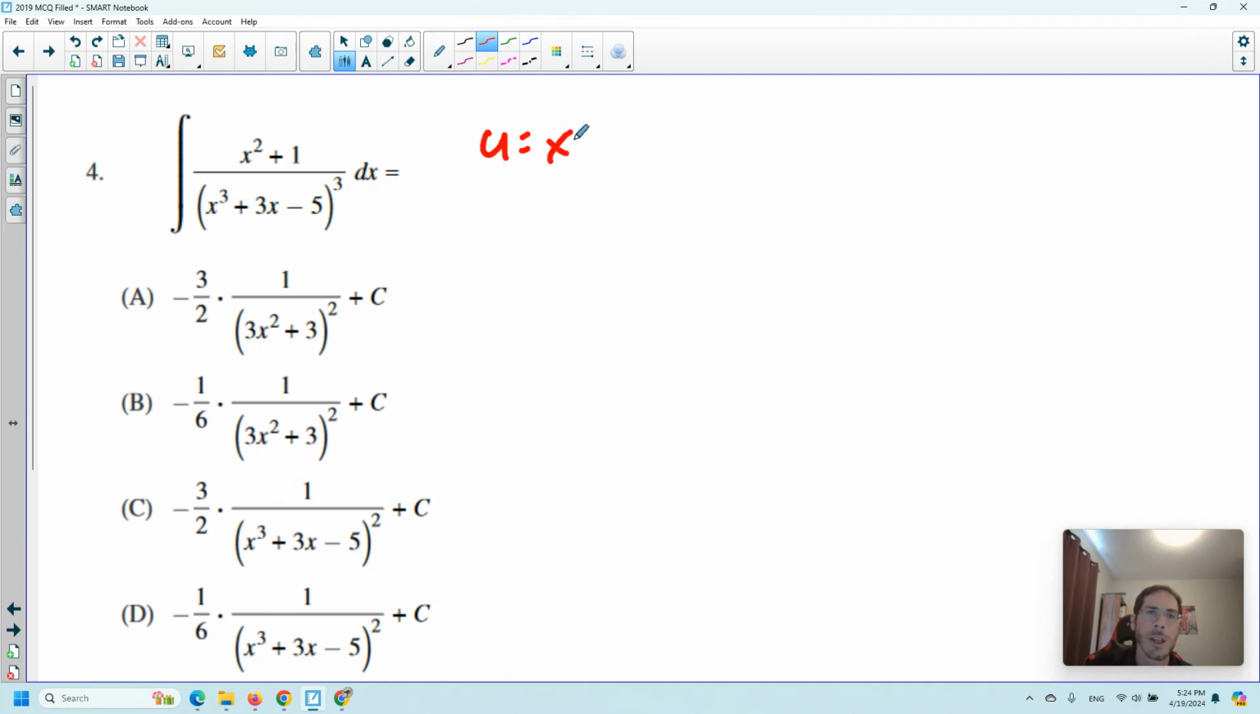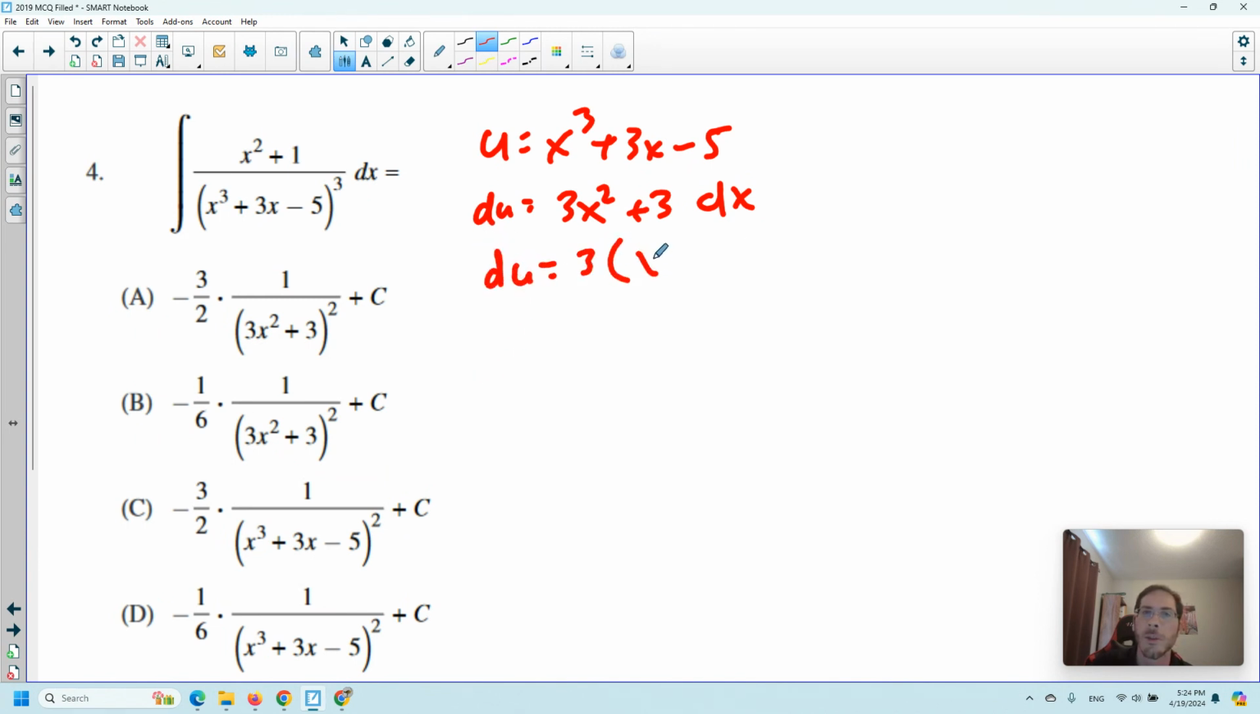I'm hoping it works. And I'm going to say U is equal to x cubed plus 3x minus 5. Let's see what we get. Du is equal to 3x squared plus 3 dx. All right, well, we want x squared plus 1, so we're actually pretty close. Because we could rewrite this as du equals, if we take a GCF of 3 out, x squared plus 1 dx. So we're going to divide both sides by 3. So we get 1/3 du is equal to x squared plus 1 dx.